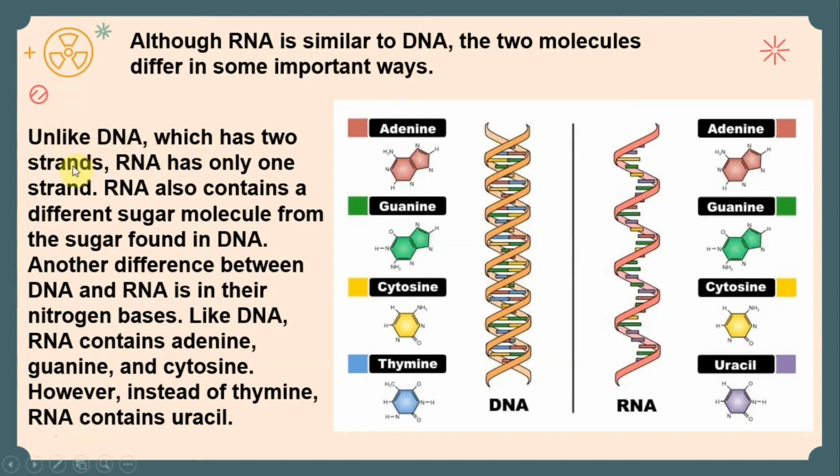Unlike DNA, which has 2 strands, RNA has only 1 strand. That's the first difference. So here you have DNA, it has 2 strands, and RNA has only 1 strand. Next difference. RNA also contains a different sugar molecule from the sugar found in DNA. And another difference between DNA and RNA is in their nitrogen bases. Like DNA, RNA contains adenine, guanine, and cytosine. However, instead of thymine, RNA contains uracil, like you can see here. That's another difference between them.